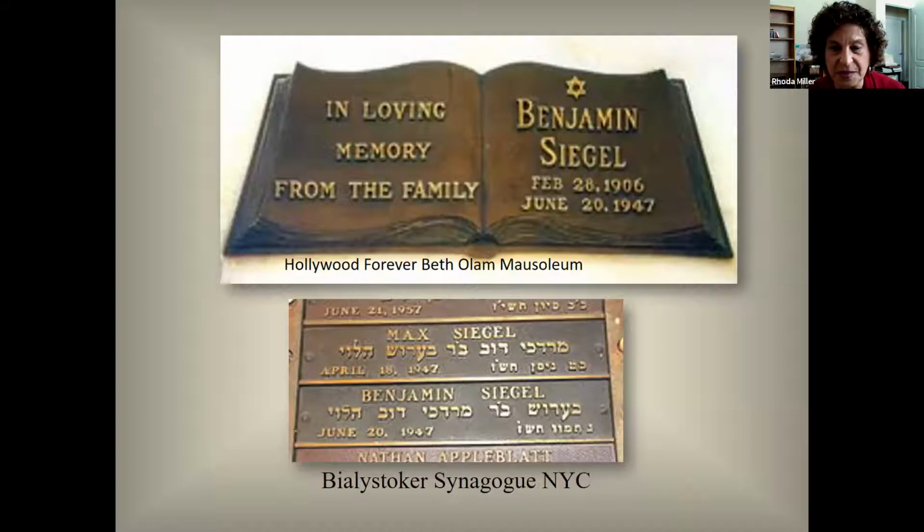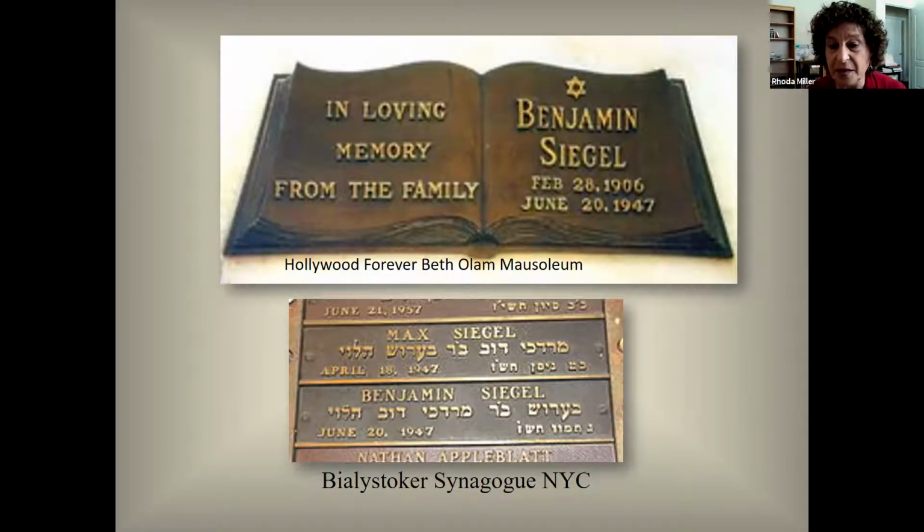So why is Benjamin Siegel buried in California and memorialized in New York? Well, Benjamin Siegel is better known as Bugsy Siegel, of organized crime in the early days of Las Vegas. Basically he was buried in California. However, his roots are in New York. As a youngster, he attended this synagogue with his father, Max, and a memorial plaque was therefore put up for him in New York.